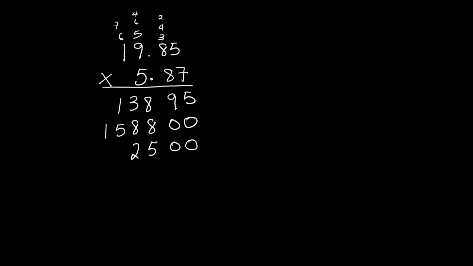5 times 9, that's 45. Plus 4, 49. Carry 4. And 5 times 1, that's 5. Plus 4, 9. And so you'll see we have our final answer before we add our decimal point will be 5, 9, 16 and 5, that's 21. Carry 2.